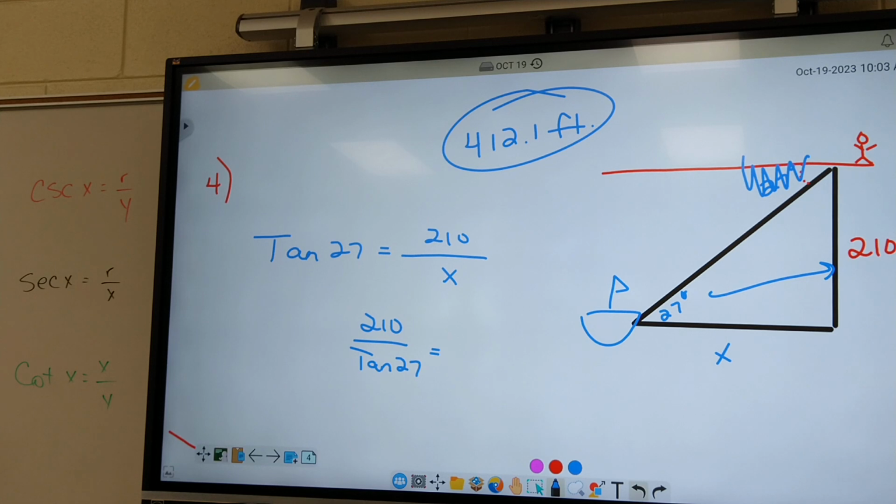Okay, y'all draw your triangle on 5. At least see if y'all can label the sides. Y'all can help each other if you need to. Draw your triangle, see if you can label it.